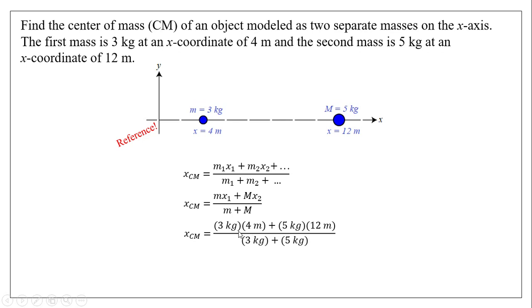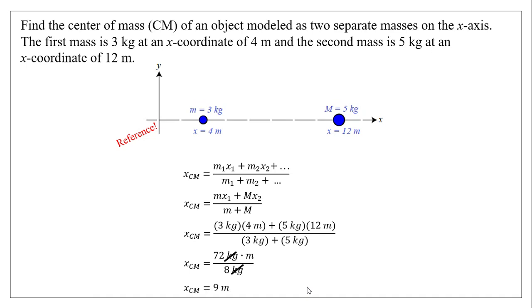Other than that, 3 times 4 is 12, plus 5 times 12 is 60. So it'd be 60 plus 12, which is 72. And then the denominator would just be simply 8, because 3 plus 5 is 8. And 72 divided by 8 would just give you a value of 9. But if you pay attention to units, things will cancel out properly if you have everything in the proper units.